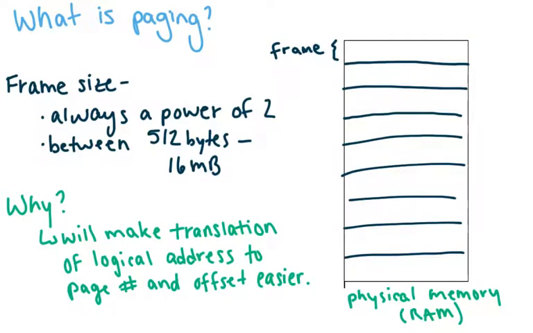So in general, frame size is usually a power of 2, and it can be between 512 bytes to 16 megabytes. And why? So you'll see this. This makes the translation of the logical address to the page number and offset easier. And so we'll talk more about that in the next.